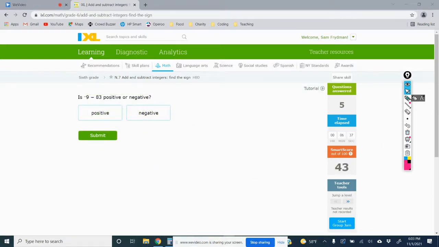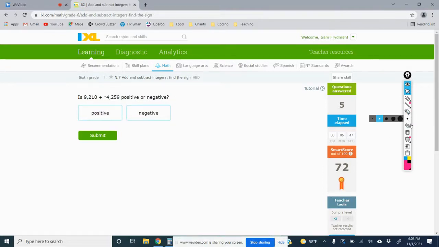All right, let's go ahead and skip a level, see if we get any different kinds of problems. All right, so the problems involve larger numbers, but they're really not any more difficult than what we saw before. Okay, again, we'll look at a number line to try to figure this out. We're starting at 9,210. Let's say that's over here. And then plus negative. So that's like minus.